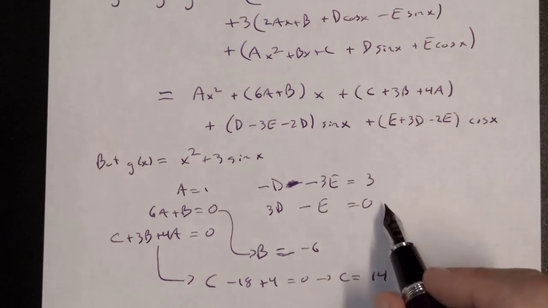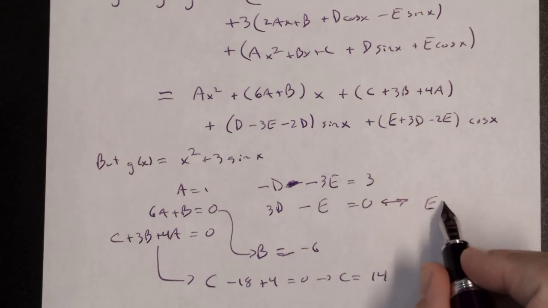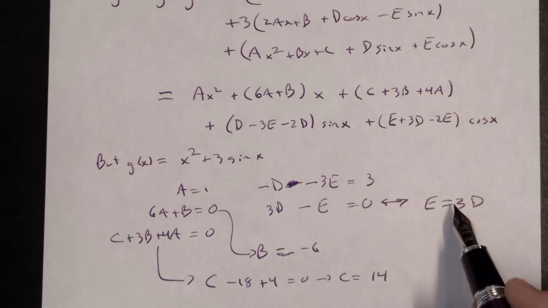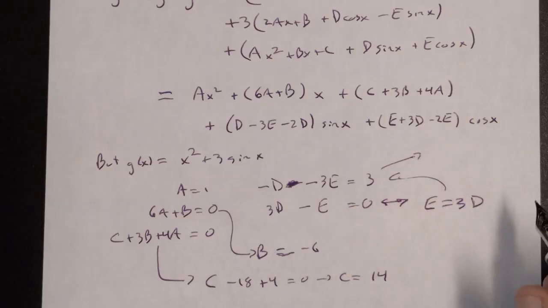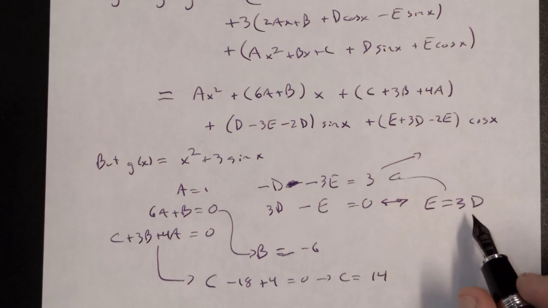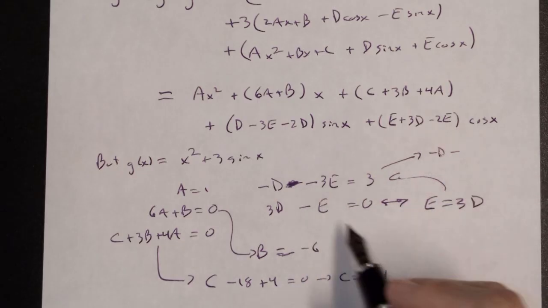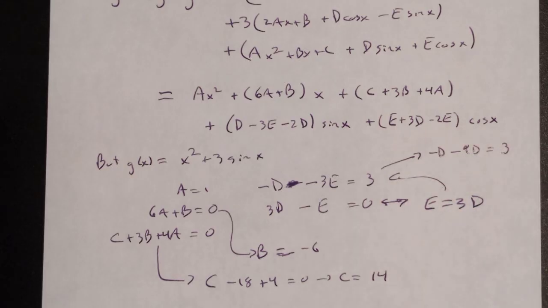Now, this expression right here becomes E is equal to 3D. Plug that back in up here, and we get minus D minus 9D equals 3. What's D?